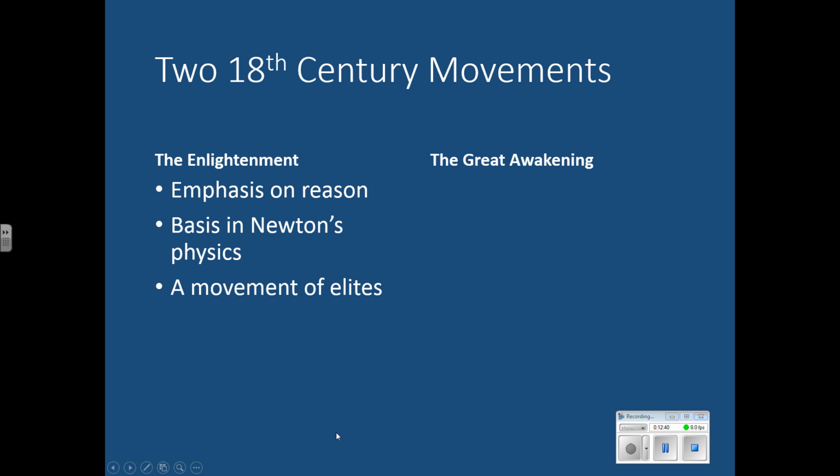Someone like Thomas Jefferson, for example, was very much a figure of the Enlightenment, as were a number of other revolutionary leaders in what became the United States. Now, the Great Awakening was, in some ways, the opposite. It emphasized emotion. To the leaders of the Great Awakening, Puritanism was too intellectual.